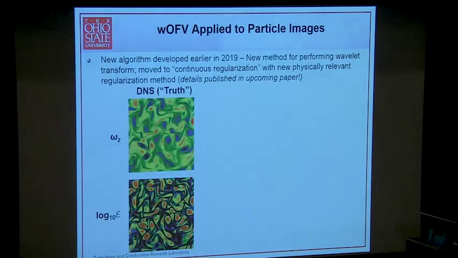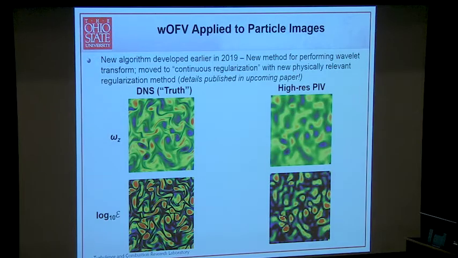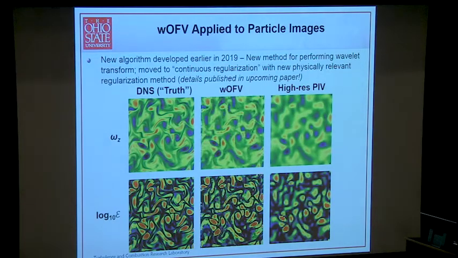But let's just say, here's our DNS, which is truth. And here's a very challenging case, this is the entropy, that's basically omega dot omega. That's, again, very high resolution PIV. We can see the under-resolution of the PIV, and we can see what the entropy field looks like. And now you can see our updated processing. We have a very good reproduction of the vorticity field, very good reproduction of the true entropy field.